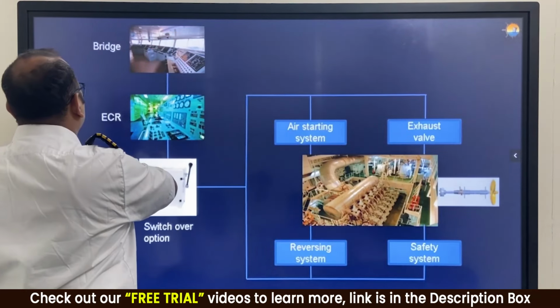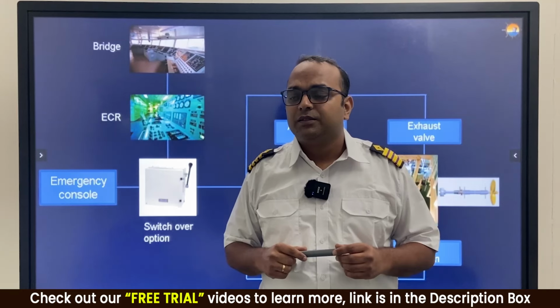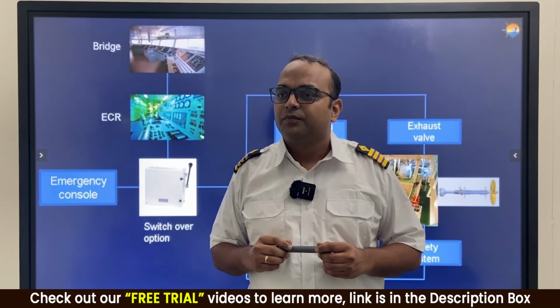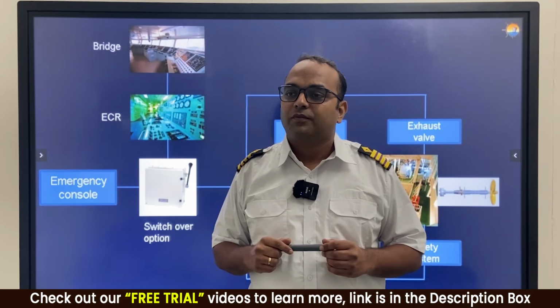Sir, you told that from the bridge and from the ECR also we can control the maneuvering. But sir, if someone gives a command from the bridge for ahead, and at that particular time someone from the ECR gives astern, how will it be managed there?